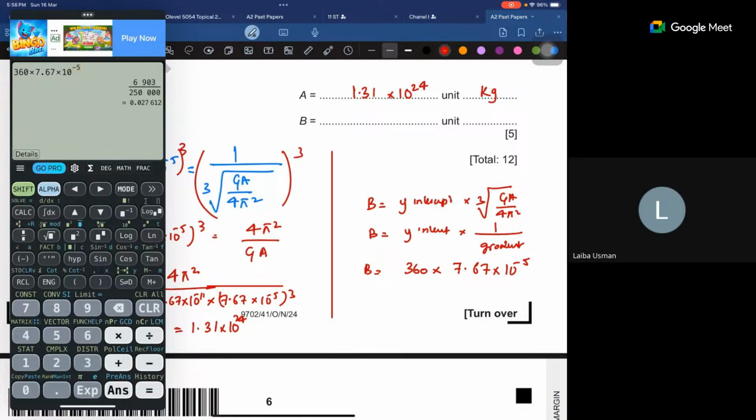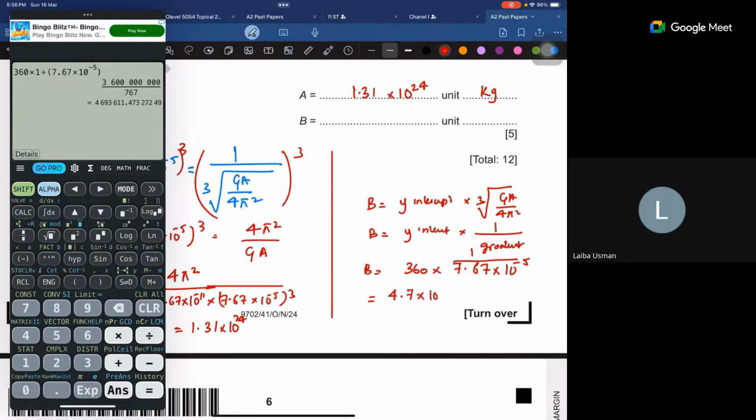Oh my goodness. Well, that doesn't make sense, or it's 1 upon gradient. Sorry about that. Made a mistake. Let's fix it. 1 divided by, put brackets. So this is going to be 4.7 into 10 raised to power 6, which is approximately the radius. So that should be in meters, by the way.